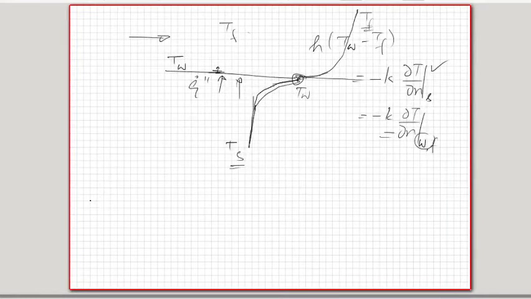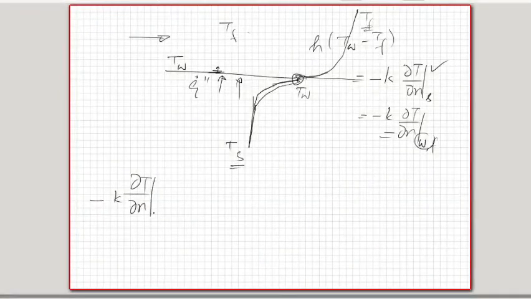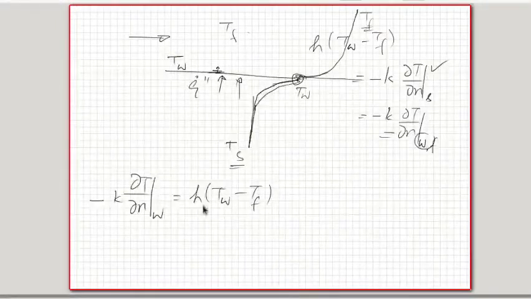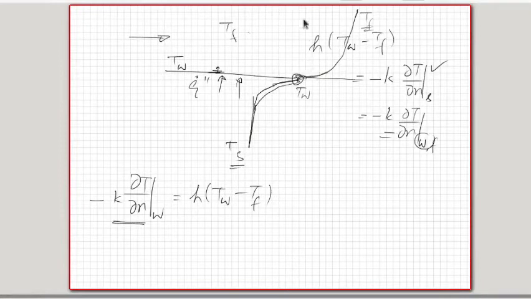So if I write minus K del T by del N, only for the fluid, at the wall, it is equal to H into T wall minus T fluid. This is the way we write it for convective heat transfer. Now the gradient of temperature at the surface is obtained by solving the flow energy equation in the fluid. So along this vertical line you get temperatures at different locations, so you can plot that and get the gradient of temperature at the surface on the fluid side.